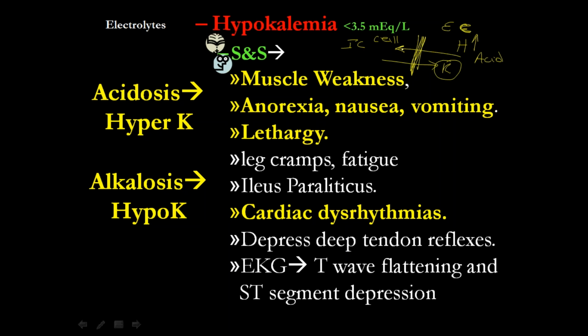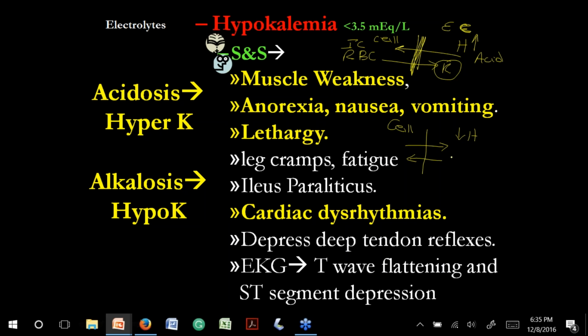So especially in the red blood cells, they are going to exchange. When you have too much acid in the blood, the hydrogens are going to come in, in exchange for potassium. So what happens? You are going to have hyperkalemia. The opposite, when you have the cell here and you have low hydrogens, the hydrogens are going to come out to increase the hydrogens in the blood, but potassium is going to come in. So in that case, that is going to be hypokalemia.